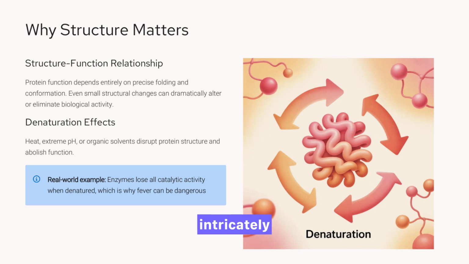Protein function is intricately linked to its structure. Precise folding is crucial. Even minor changes can drastically affect activity. Denaturation, caused by heat, pH, or solvents, disrupts structure and function. For instance, enzymes lose catalytic activity when denatured, explaining why fever can be harmful.